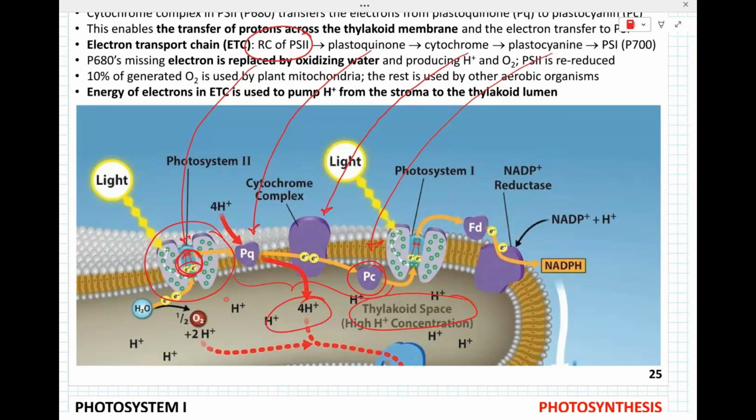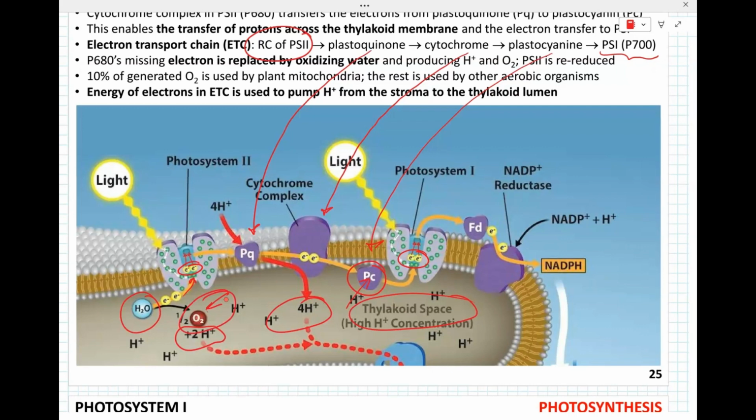Now, where do these electrons go after they arrive at plastocyanin? After plastocyanin, these electrons enter photosystem 1. We're going to talk about what happens there, but for now, let's focus on photosystem 2, or the P680 photosystem. When these electrons go missing, they have to be replaced. These electrons are replaced by oxidizing a water molecule. This oxidation results in the production of hydrogen ions and oxygen. Photosystem 2, meanwhile, is re-reduced and ready to absorb the energy of another photon.